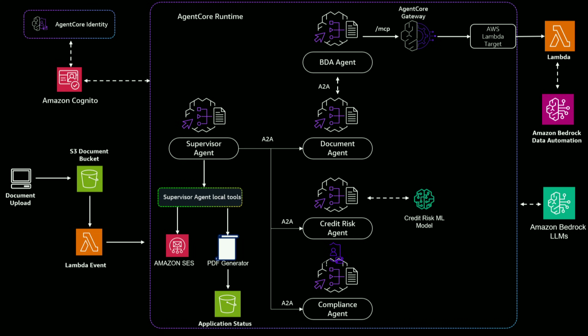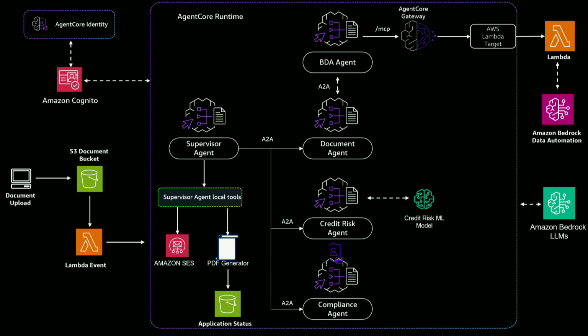Once all of the information is validated, then the supervisor agent, as part of its workflow, then will, using A2A protocol, give the information to the credit risk agent and the compliance agent for credit risk processing and compliance checking as well. Now here, the credit risk agent, using the code interpreter as a tool, calls the credit risk machine learning model, which does the actual credit risk assessment.